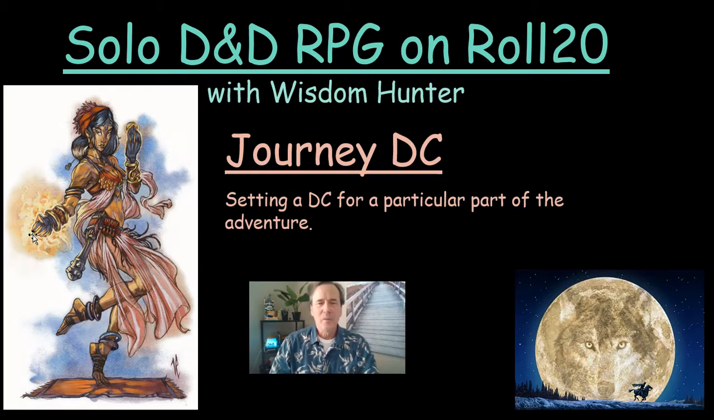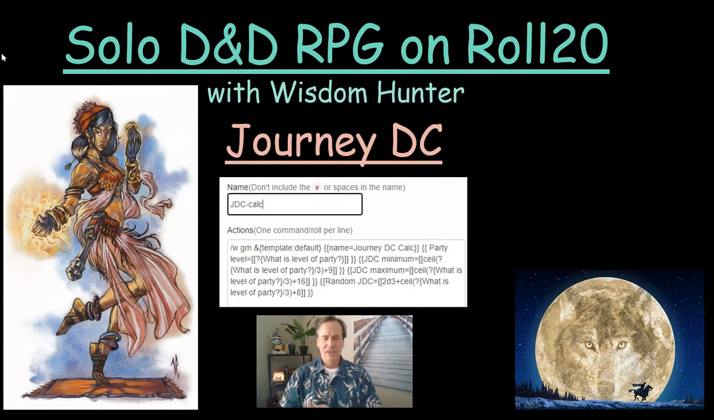Okay, so I'm going to show you the macro that I have for the Journey DC. Here you can see the macro. I call it JDC calc. It's just to calculate the JDC. Basically, it asks what the party level is, and then the JDC minimum is going to be the party level divided by 3 plus 9. That's the little equation there.